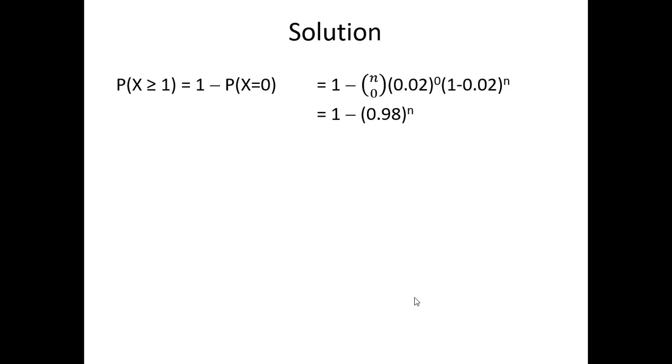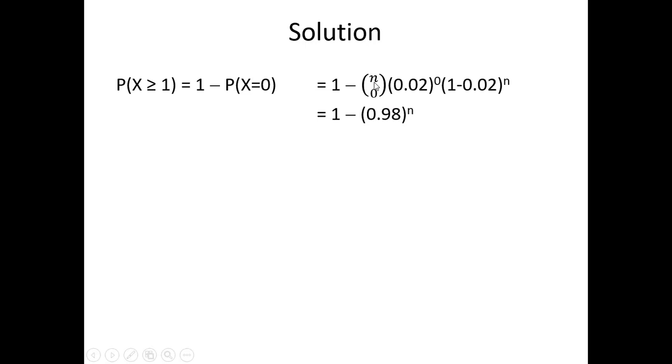So if we start to express this in terms of parameters, we have the probability X greater than or equal to 1. Again, we think of this in terms of the complement. So 1 minus the probability X is equal to 0. So this would be 1 minus n choose 0, 0.02 to the 0 power, (1 minus 0.02) to the nth power.